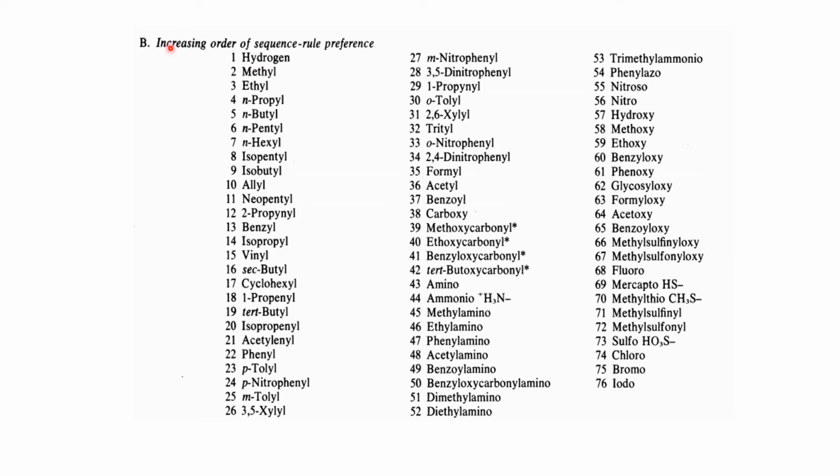Even just before this is part B. In part A of the IUPAC recommendations, you will find all these groups are given, but they are arranged alphabetically. So it will be very easy for you to find them.